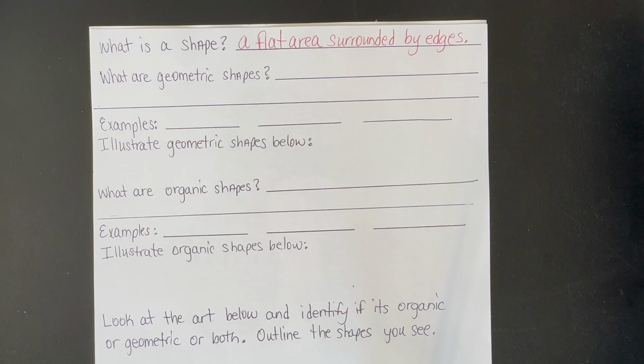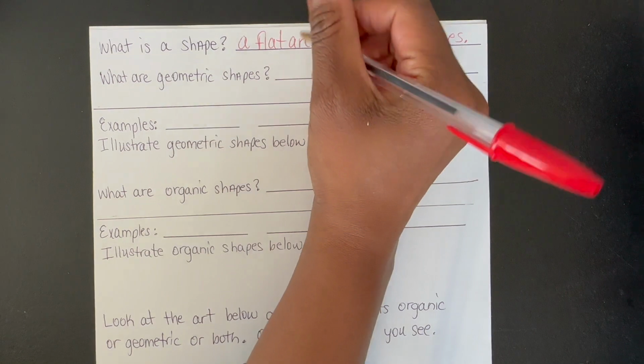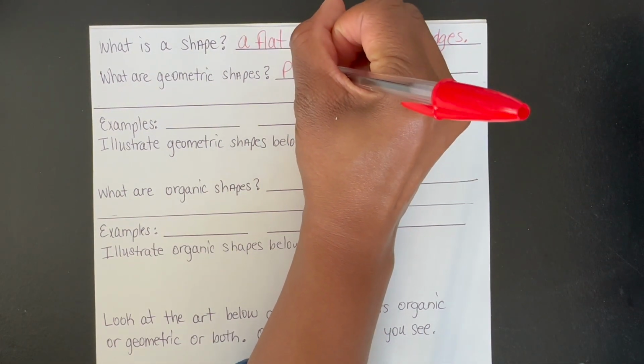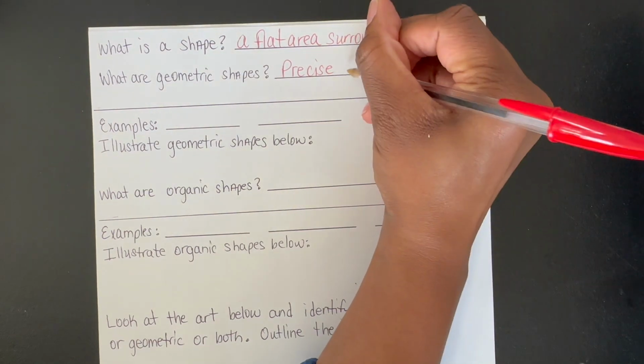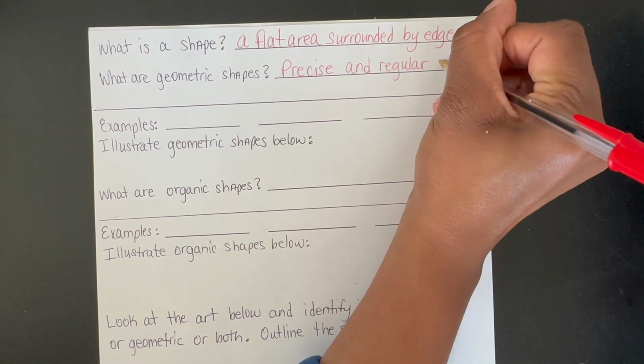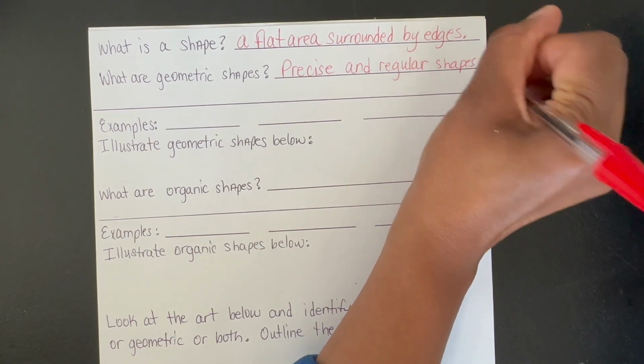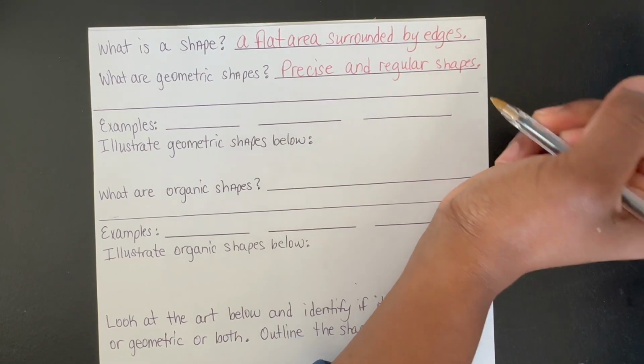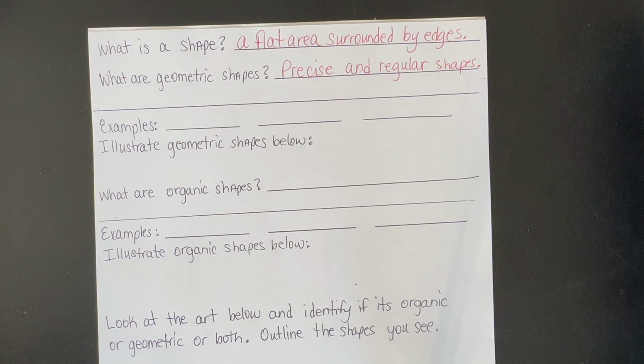What are geometric shapes? So like I said, we have geometric and organic shapes. What can be defined as geometric shapes? So geometric shapes are objects that are precise and regular, okay? Such as squares, rectangles, and triangles. So geometric shapes are precise and regular shapes. They are precise and regular shapes.